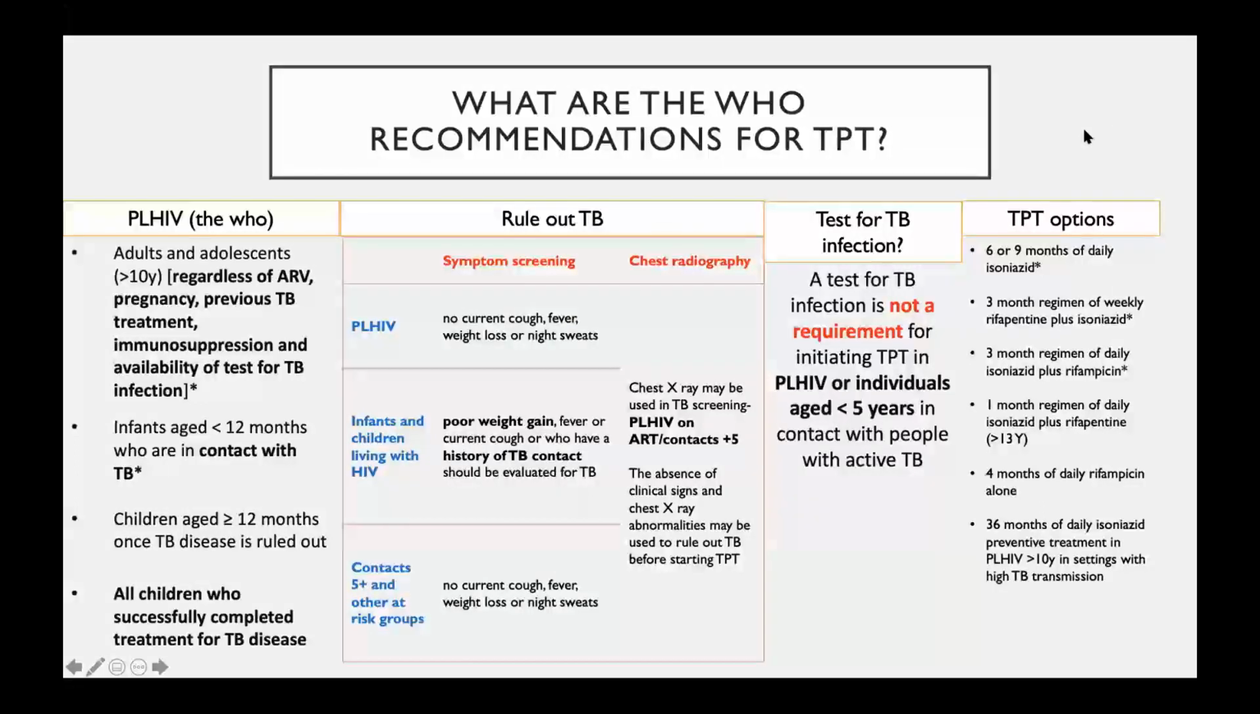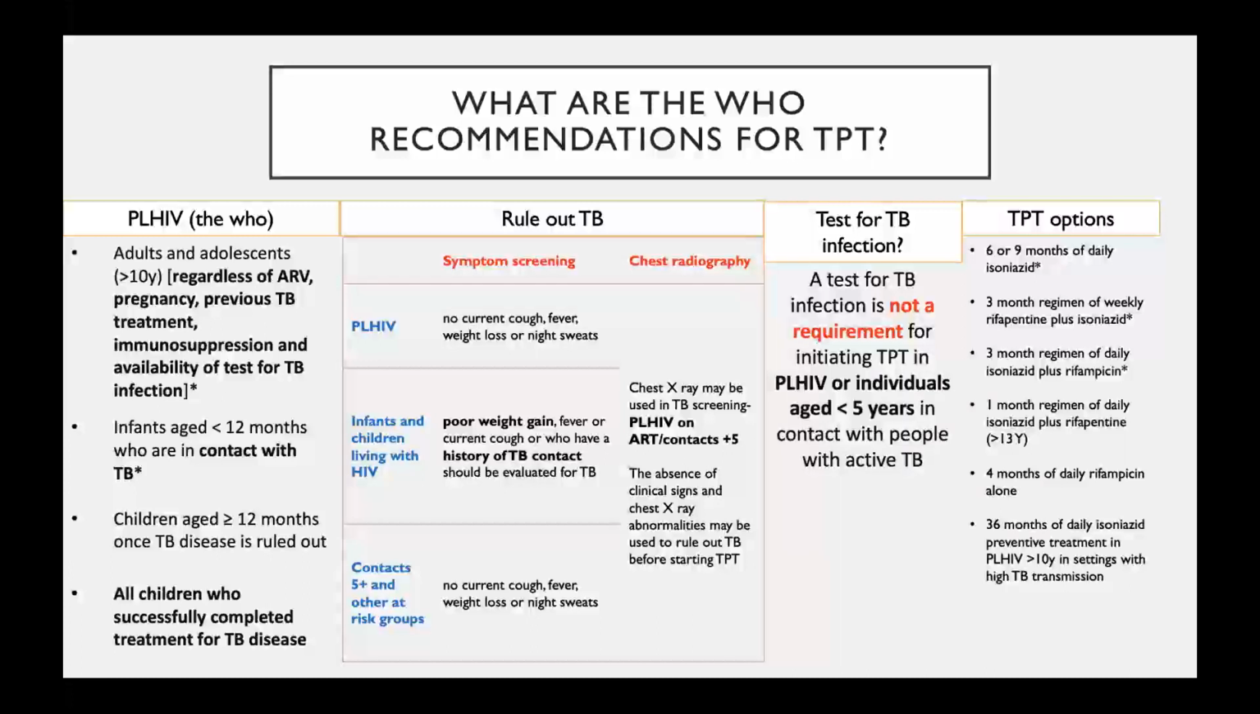So what are the current WHO recommendations for TPT? In this case, I'm focusing purely on people living with HIV. So really our criteria here is that we're not concerned with whether they're receiving ARVs or not. They just have to receive TPT. I think it's really important to stress that point. Pregnancy, previous TB treatment, any form of immunosuppression, and availability of a test for TB infection should not be a barrier to providing TPT.